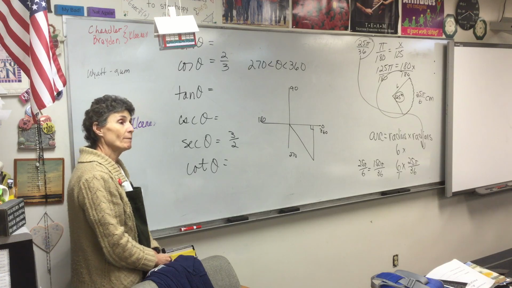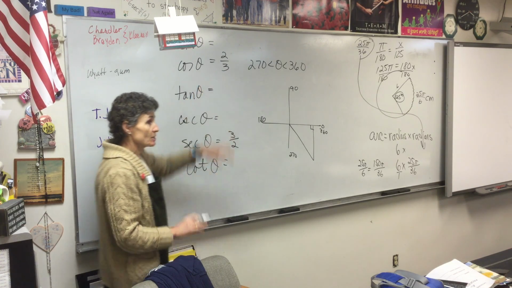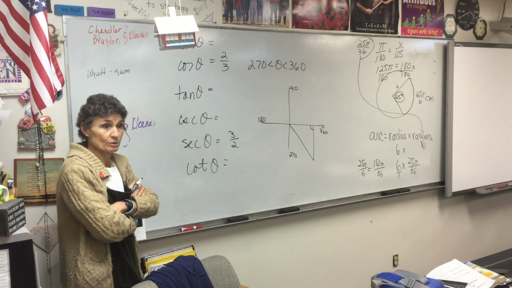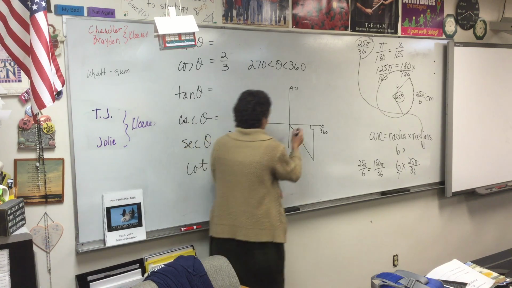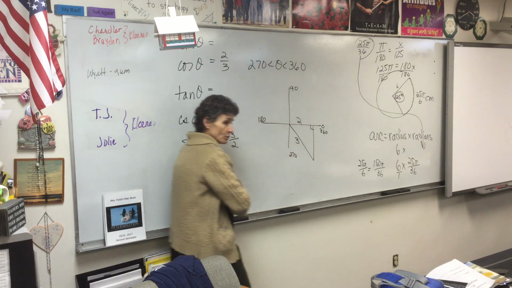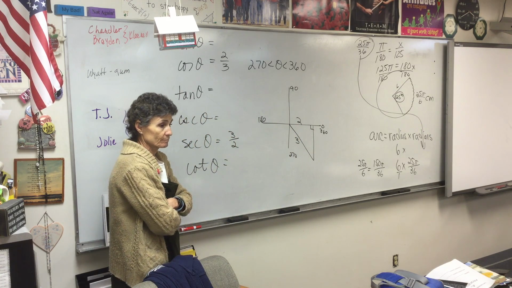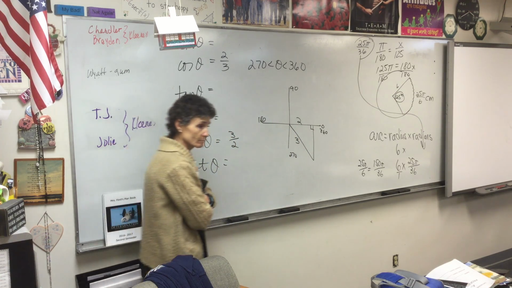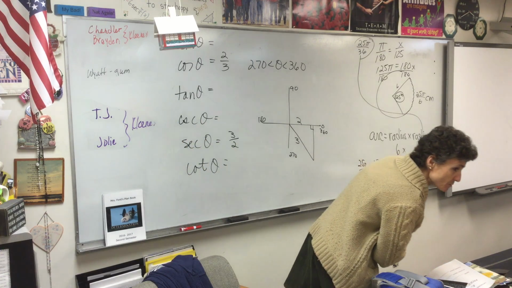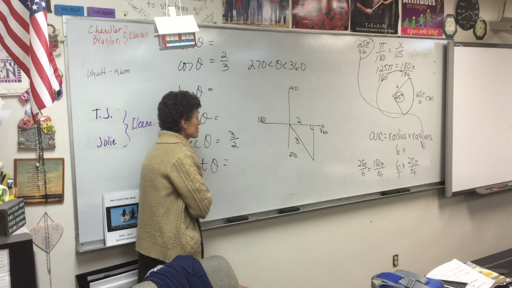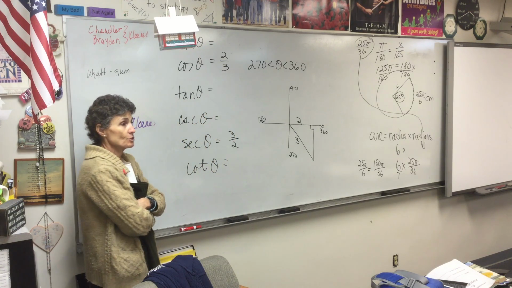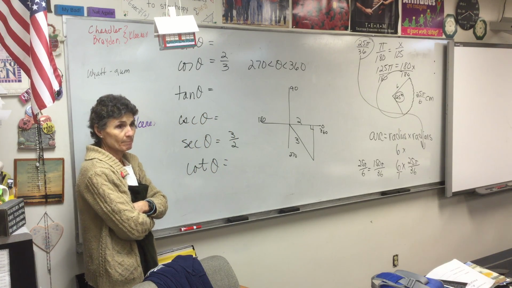And what do I know about him? They told me the cosine was 2/3. So what does that tell me? Adjacent over hypotenuse is 2/3. You have this one done too? So adjacent over hypotenuse is 2/3. What's the next step?